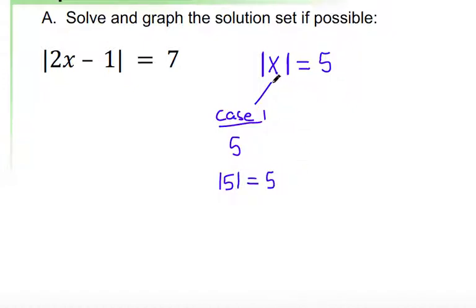But here's the thing. With absolute value, there's also another case. Case 2, I can also put in a negative 5. Okay, why could I do that? Because the absolute value of negative 5 is also 5.